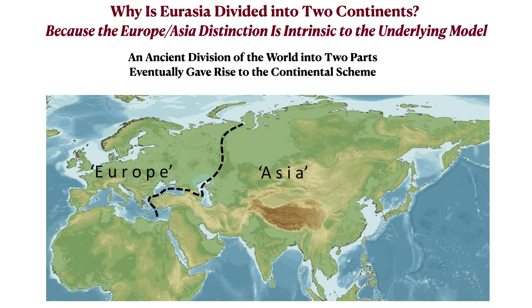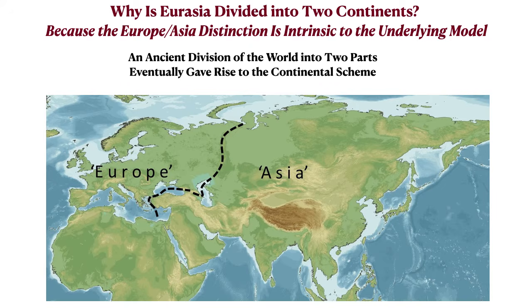So now we get the big question. Why is Eurasia divided into two continents if they are not by any stretch of the imagination separate land masses? Well, the answer is pretty simple and pretty profound, I think. And that is, at least in my view, because the Europe-Asia distinction is intrinsic to the underlying model. That's how the idea that was eventually translated into the term continent, or divisions of the world or parts of the world, that was where it began intellectually.